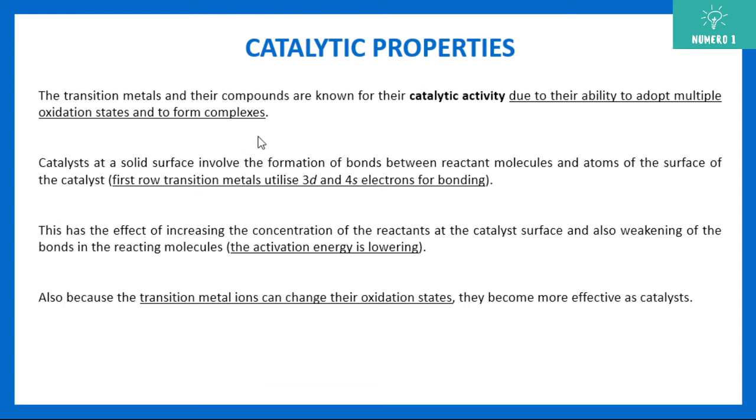So what happens, for example, if I take the first transition series, it will use 3d and 4s electrons for bonding. Okay, I hope that you remember how the catalyst increases the rate of reaction or changes the course of the reaction by lowering the activation energy. That is again in chemical kinetics.